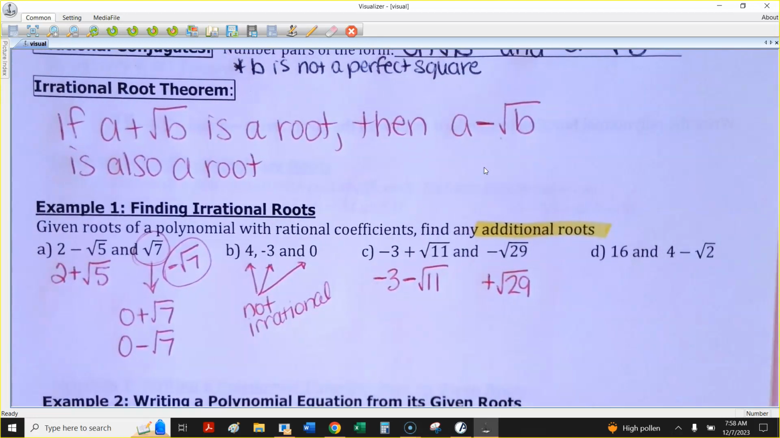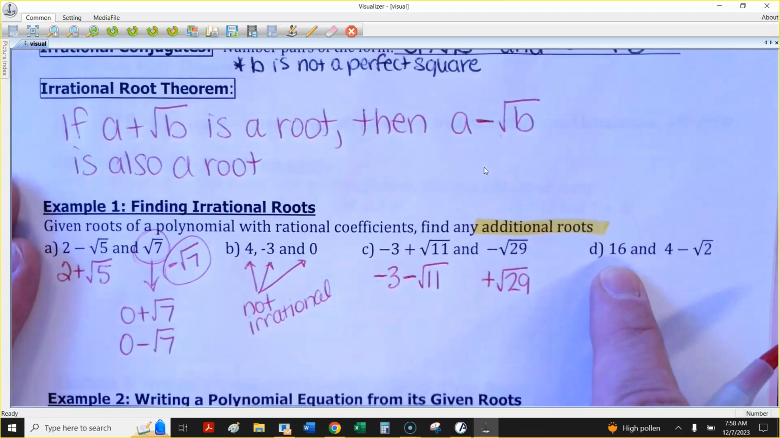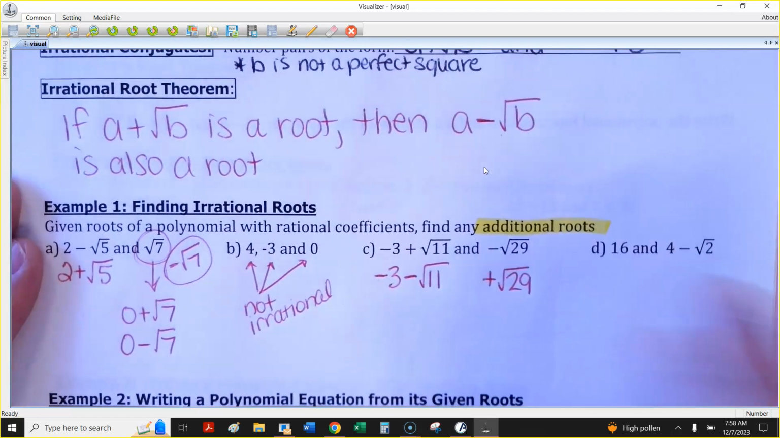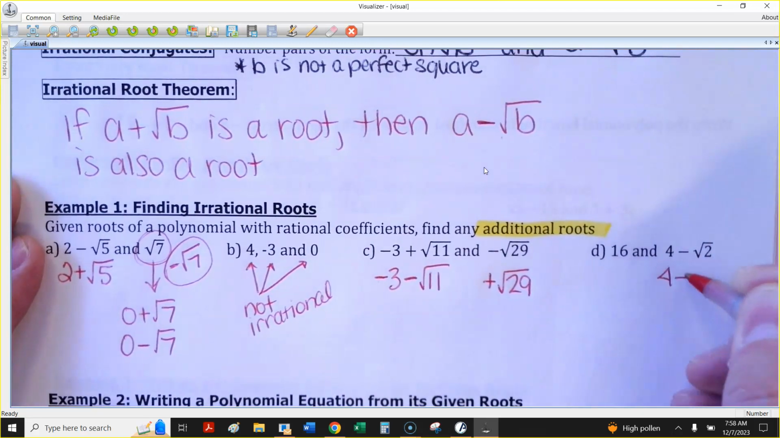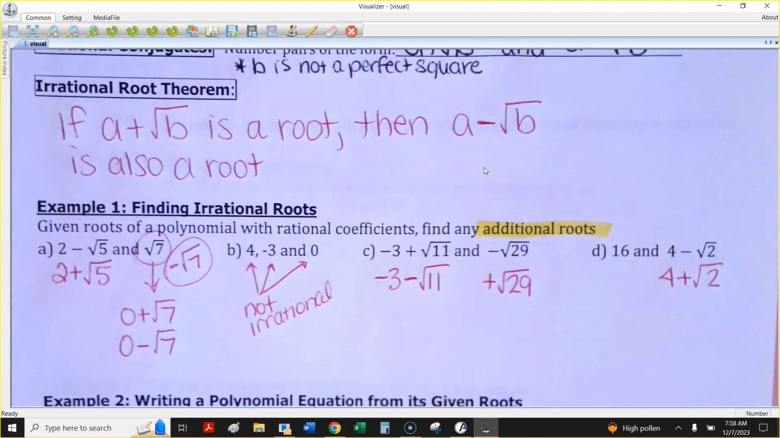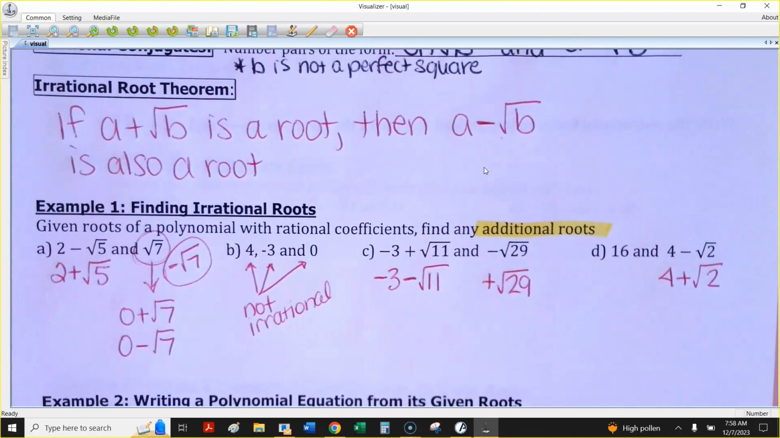All right, 16 is a plain number, does not have a conjugate. It has an opposite, so we don't get anything else from the 16. But if you have 4 minus the square root of 2, automatically 4 plus the square root of 2 would also be an answer. Is anybody having a question about that? If it doesn't have a radical, it doesn't have a conjugate.